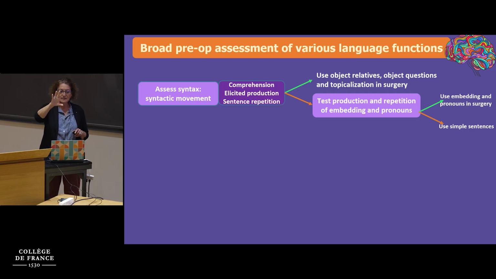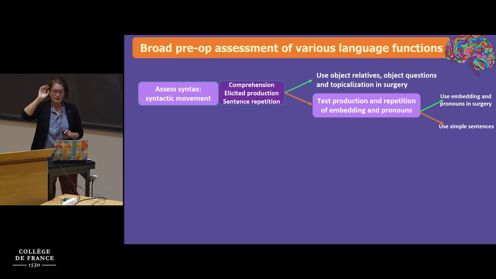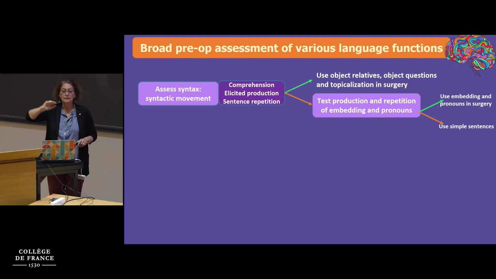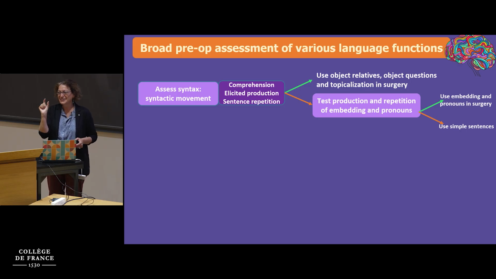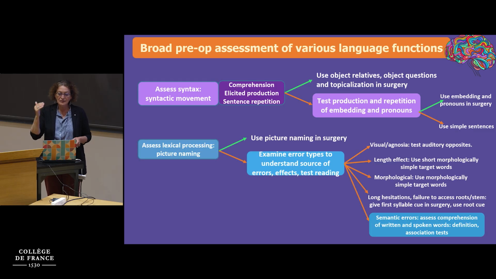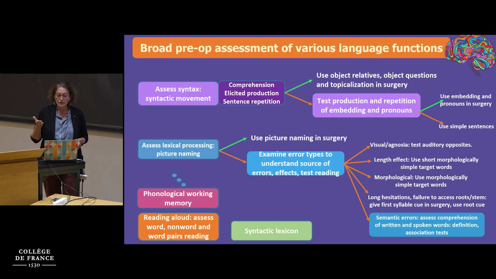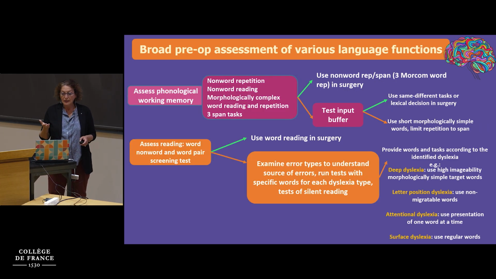So we say, okay, we test syntax if the comprehension and production and repetition of sentences with movement, if all of this is okay, we assess this during surgery. If they are impaired, then we look for embedded sentences or we look for pronouns. We always try to find what is still intact, we are very positive, and we can protect. And we do the same with lexical processes, what we can still protect. We do the same with phonological working memory and with reading.